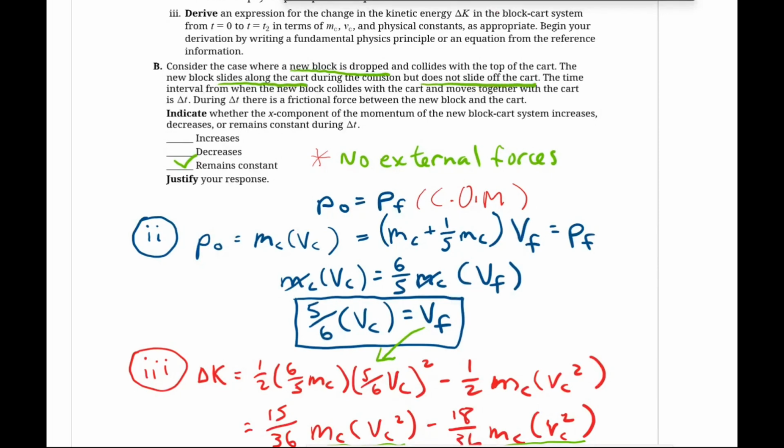The time interval from when the new block collides with the cart until it moves together with the cart is delta t. During delta t, there's a frictional force between the new block and the cart. So there's some parts that might throw people off a little bit, talking about sliding and friction and things like that. But remember, our block and cart together are the system. If it's all within the system, then there's no external forces coming from the outside. So determine whether the x component of the momentum of the new block system increases, decreases, or remains constant during delta t. Remains constant, no external forces, and the momentum is conserved in this case because everything is within our system.